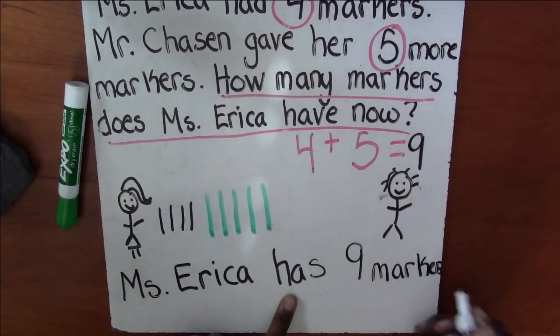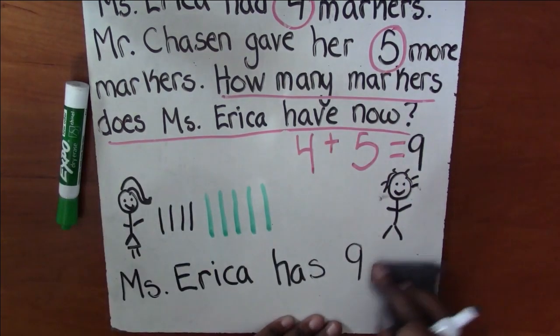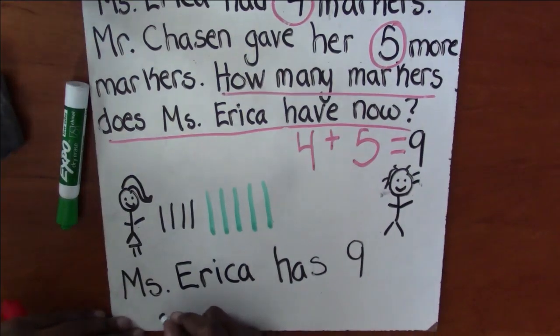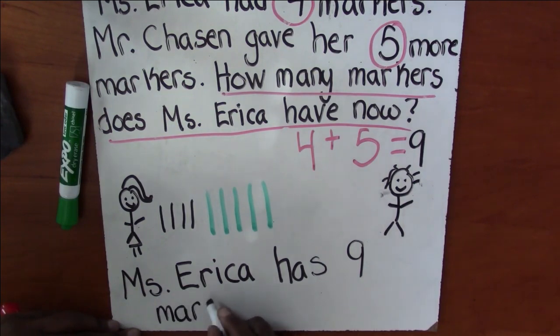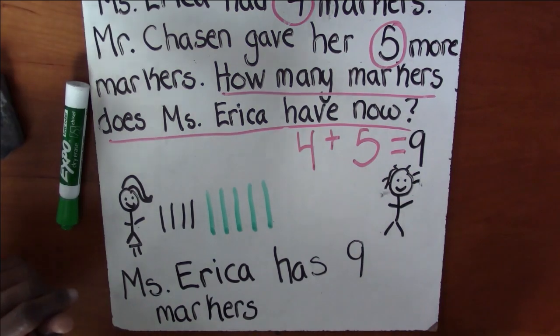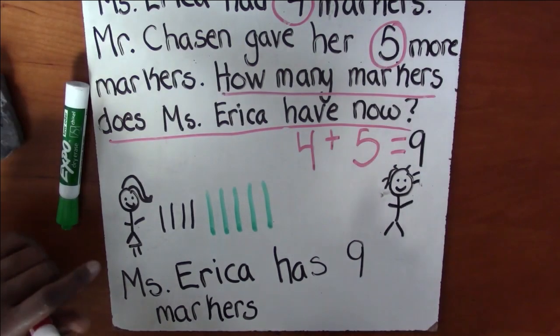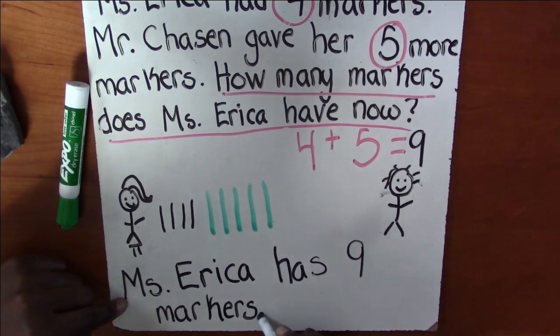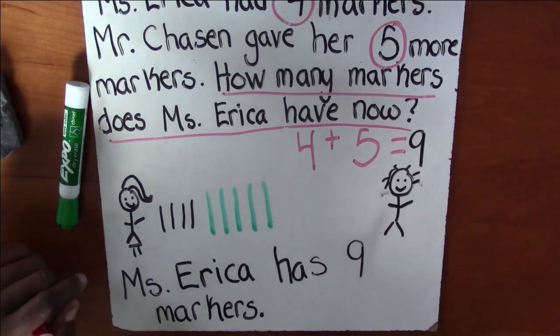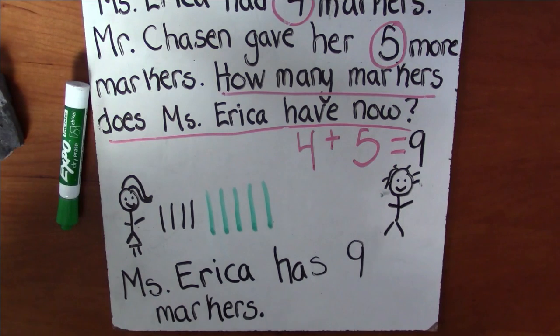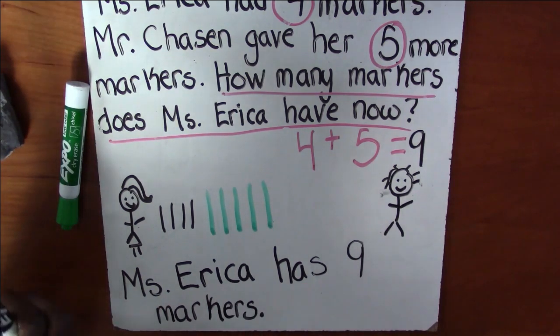Oh, I need to move markers to the other line because there's not enough room over there. Erica has 9 markers. And you can add in the word now. I'm not going to add it in. I'm just going to put a period at the end of my sentence because this is a telling sentence. And that's the end. Miss Erica has 9 markers.